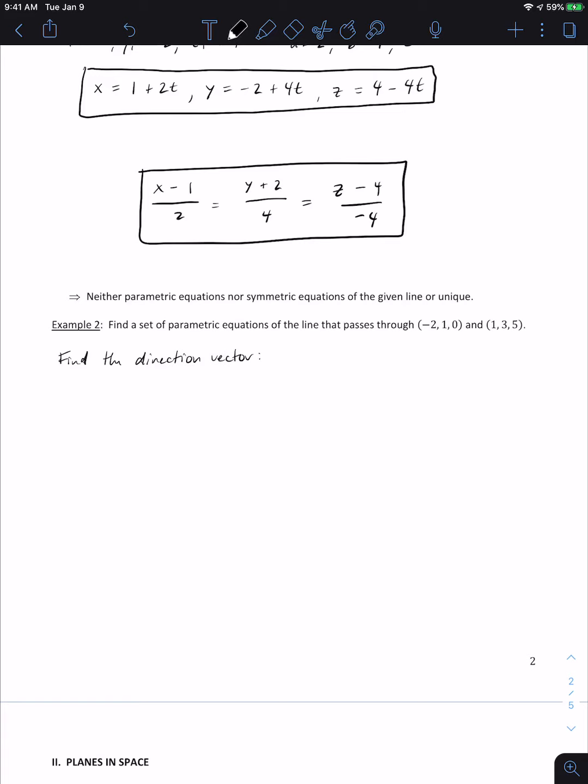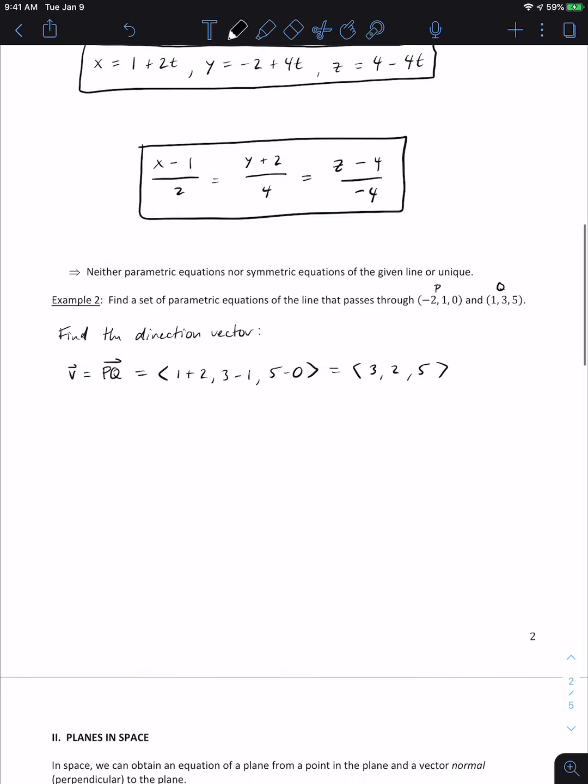And again, that's just going to be the vector that connects these 2 points. We'll call it V, but really that's just this vector that connects P and Q, if we call this one P and we call this one Q. So again, it's just initial minus terminal. In this case, it's 1 minus -2, so 1 plus 2, 3 minus 1, and 5 minus 0. So this is 3, 2, and 5. And so this is my ABC.